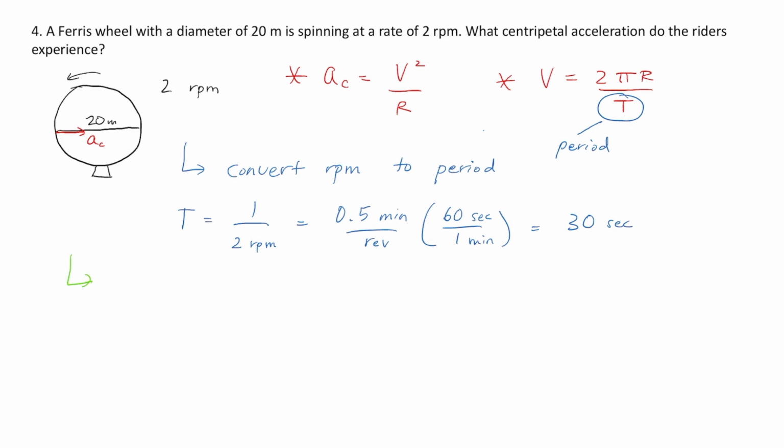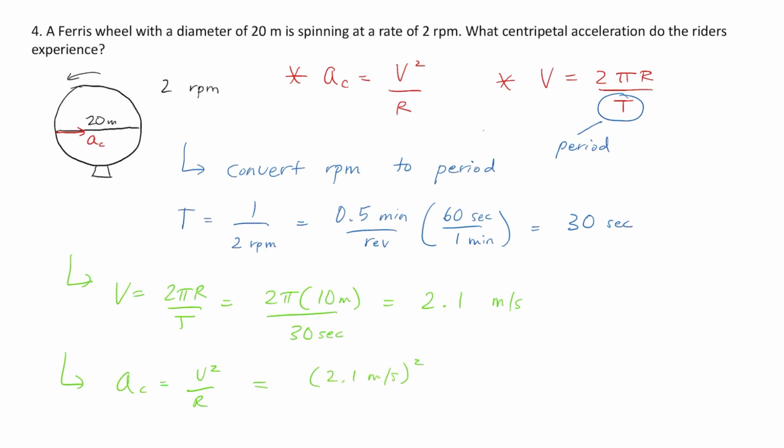Now that we have the period, we can solve for the speed, using v is equal to 2 pi r divided by t. All I have to do is plug in my values for the radius and the period, and we find that the speed is about 2.1 meters per second. And now we're ready to solve for the centripetal acceleration. All we have to do is plug in the value for the speed and the radius. And what we find is that the centripetal acceleration is equal to 0.44 meters per second squared. And that's the answer to our fourth question.